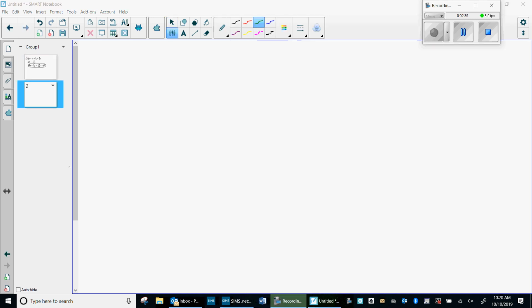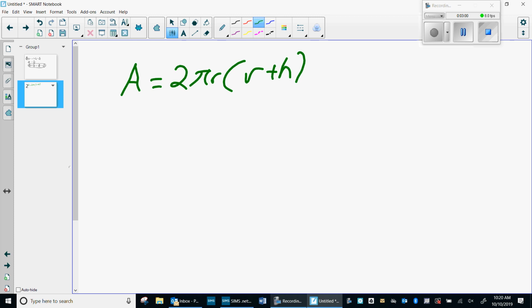Alright, so you have, tell me if you can't see what I'm writing. So you have A equals 2 pi R, and then you have R plus H. And you're trying to make H the subject.